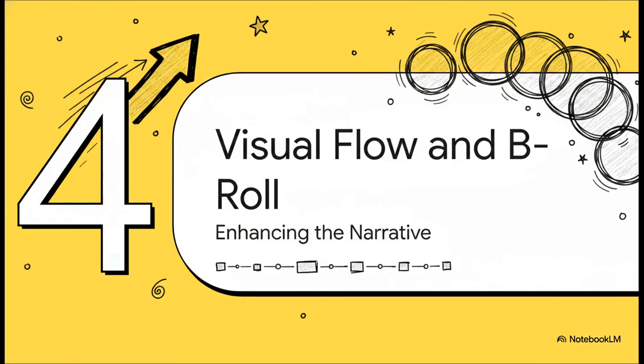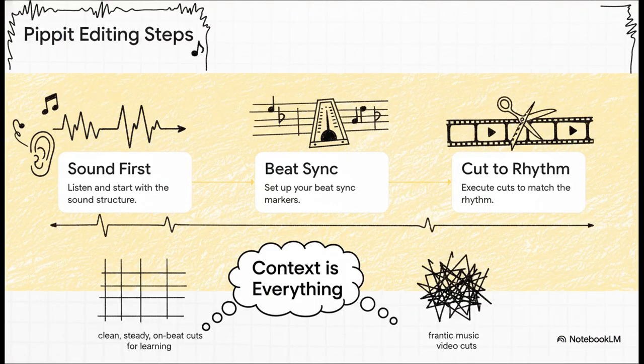That brings us to Section 4, visual flow and B-roll. Let's look at how this pacing builds into smoothing out the actual visual narrative using supplemental footage. So if we look at the highly structured Pipet editing methodology, great visual flow always begins with your ears, not your eyes. Step 1, start with the sound structure. Step 2, set up your beat sync markers. And Step 3, cut to that rhythm.